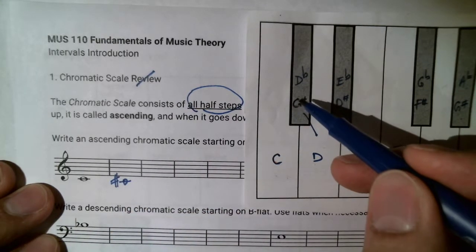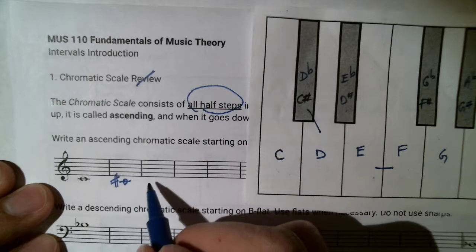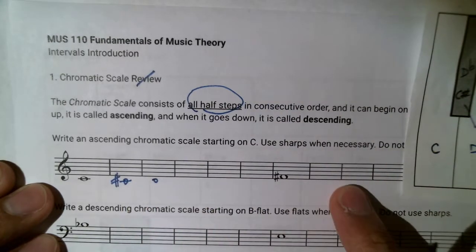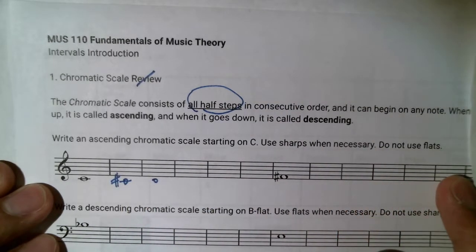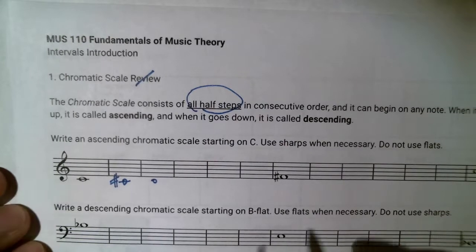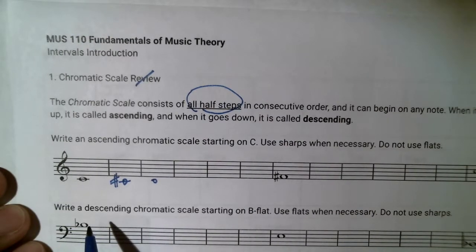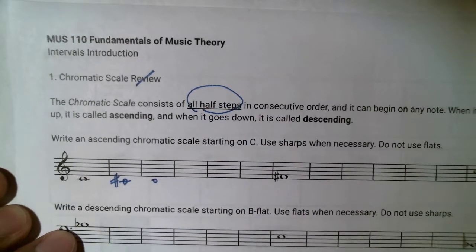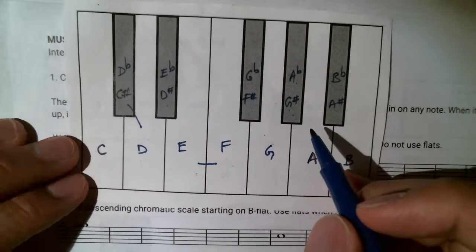From C sharp, the next half step up would be D. So I'm going to write D. And you're going to go all the way up the scale that way, all the way to C. The last note is C. The same thing, we can do this going down, and we start here with B flat. And again, you can do this on any note.